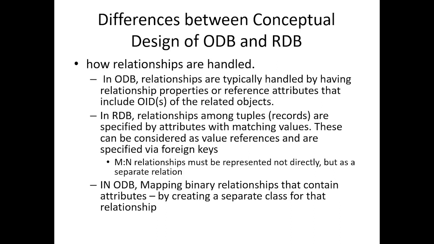References for a binary relationship can be declared in a single direction or in both directions depending on the types of access specified. If declared in both directions, they may be specified as inverse of one another, thus enforcing the ODB equivalent of the relational referential integrity constraint.